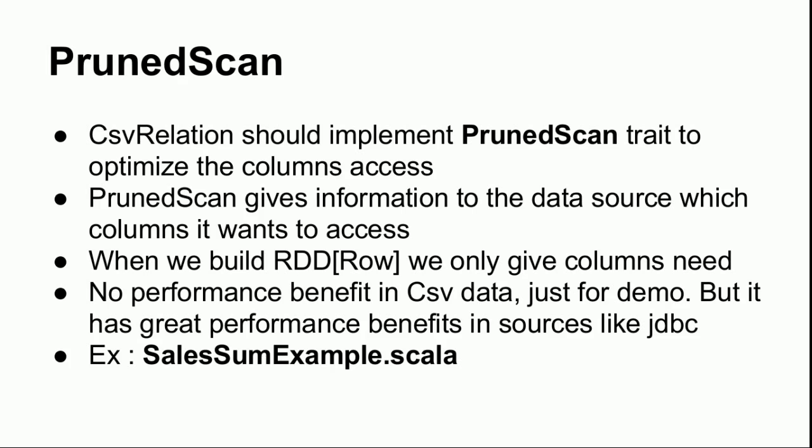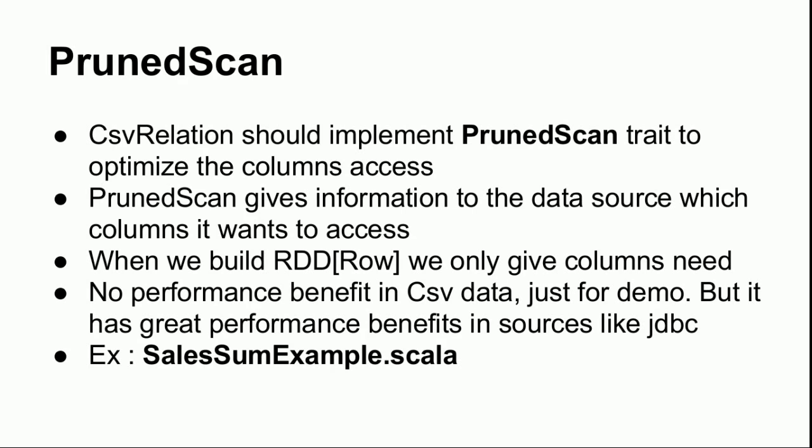So what PrunedScan does is it gives the information to the data source about which columns it wants to access. This is given by Spark SQL, and this information will be passed to the data source to say, oh, only these columns are needed, you don't need to read everything else. So when we build the RDD of Row, we only put the columns which are needed rather than selecting all the columns.